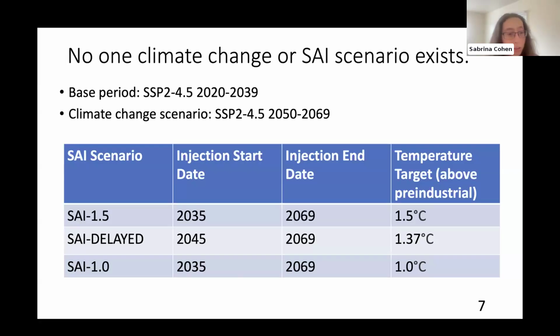The next scenario I considered was SAI delayed. So in its name, it says delayed. That's because the idea is that injection doesn't start until 2045, and the temperature target is roughly the same, 1.37 Celsius above pre-industrial levels. And then the final scenario is SAI 1.0, where the idea is injecting more sulfate aerosol so that the planet can be cooled down to only 1 degree Celsius above pre-industrial. So we can see that by incorporating these different scenarios, we can compare a range of possible futures.